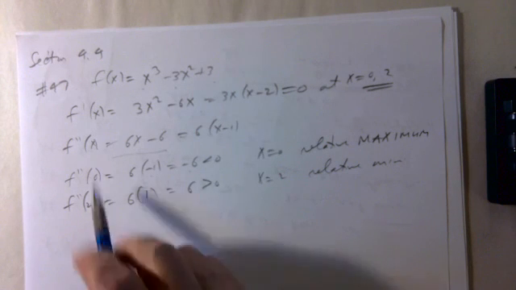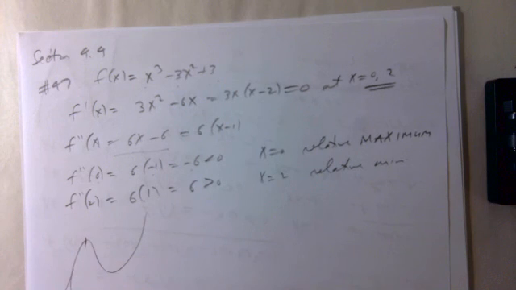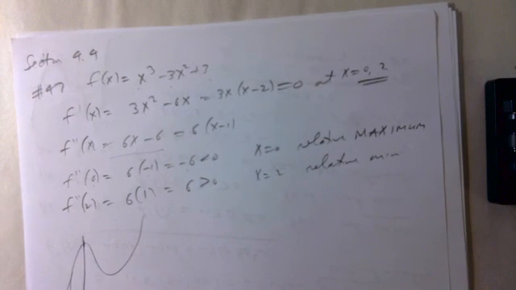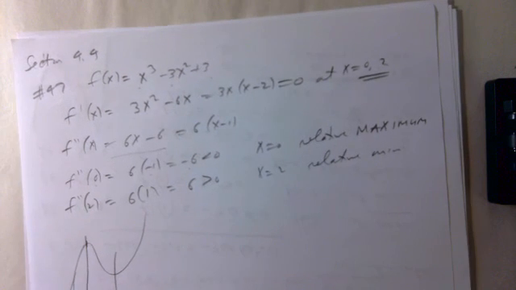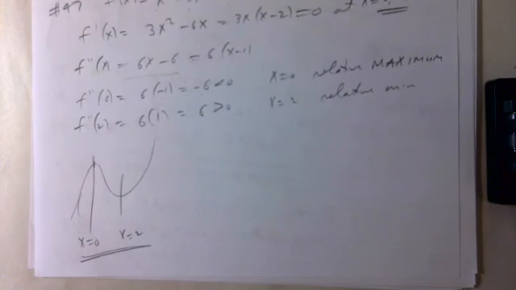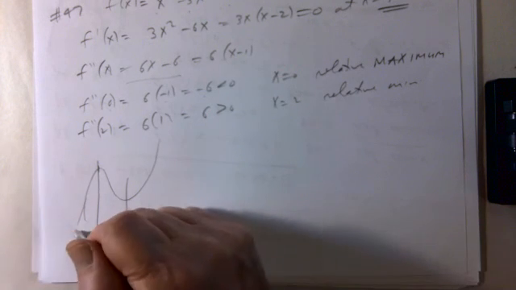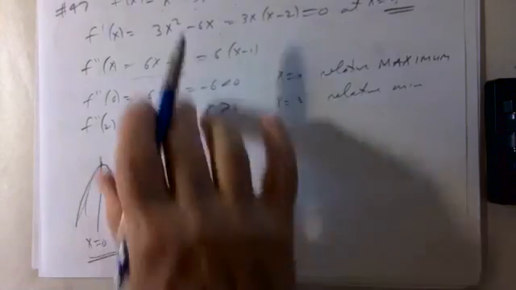So for this cubic curve, that's the graph, and this relative maximum is occurring when x equals 0, and this relative minimum is occurring when x equals 2. And of course, here is concave down, inflection point, concave up.